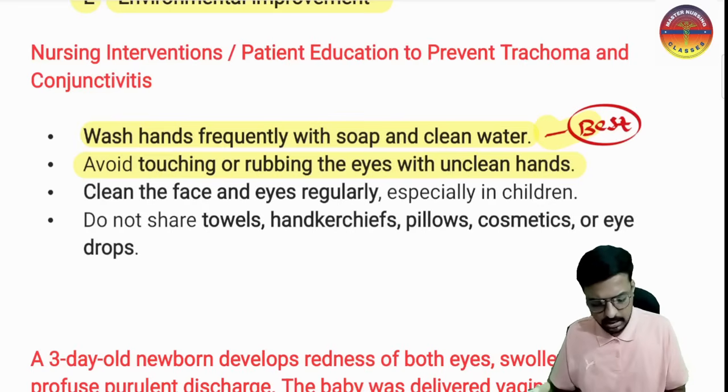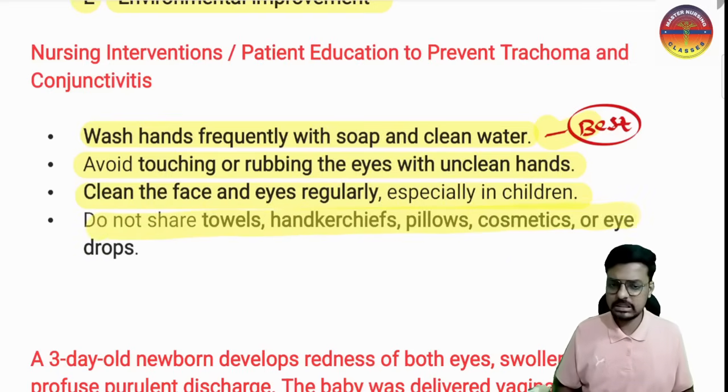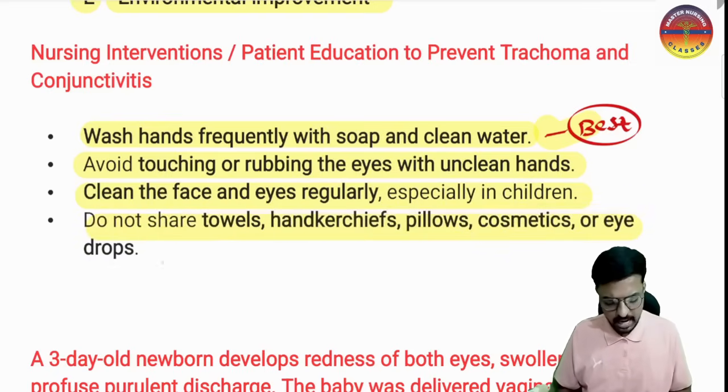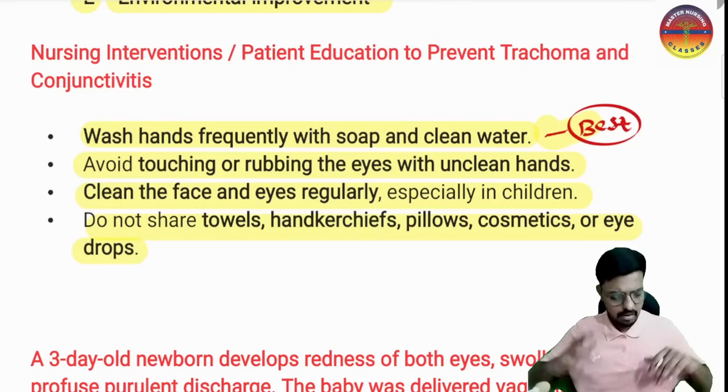Don't use that. Clean the face and eyes regularly, especially in children. And do not share towels, handkerchiefs, pillows, eye cosmetics or eye drops. In conjunctivitis, don't apply any cosmetics to the eyes, especially in children.